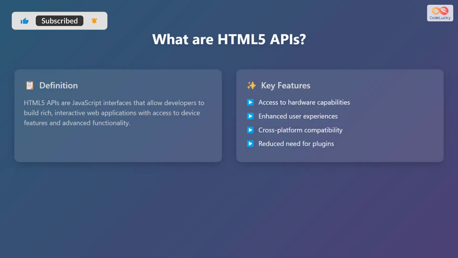So, what exactly are HTML5 APIs? HTML5 APIs are JavaScript interfaces that empower developers to construct rich, interactive web applications with access to device features and advanced functionalities. Some of the key features are access to hardware capabilities, enhanced user experiences, cross-platform compatibility, reduced need for plugins.